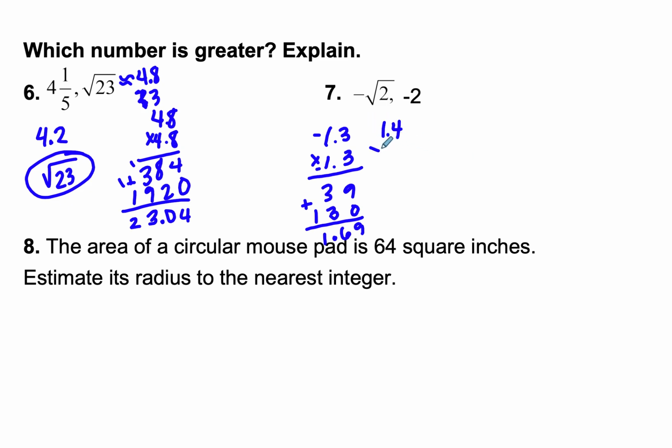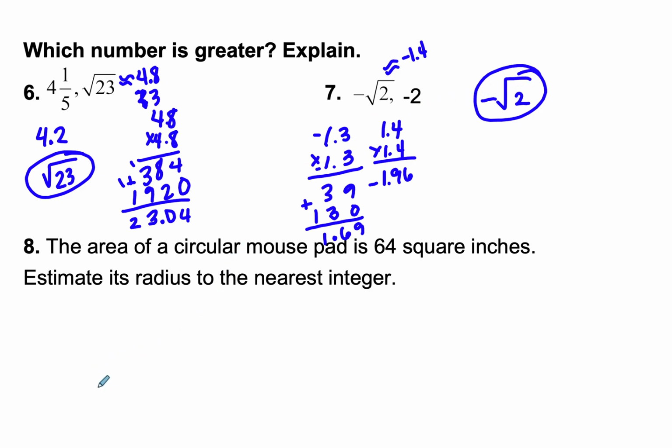Not quite enough. Let's check 1.4. Okay. And actually, I know 14 times 14 is 196. So this would be 1.96. So this is going to be approximately equal to negative 1.4. And that is closer to 0. When I'm comparing two numbers, whichever one's closer to 0 is the larger value. Okay, and my explanation here is really my work to support why this one is bigger.